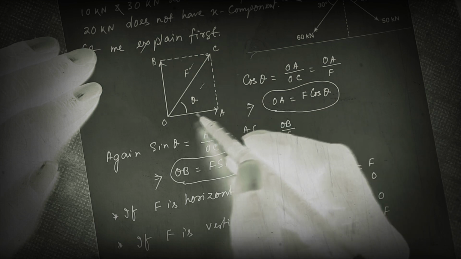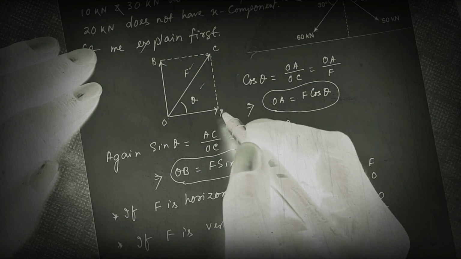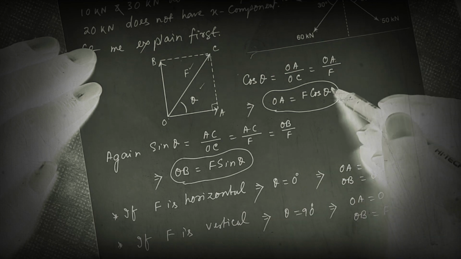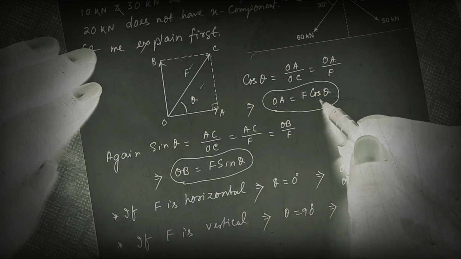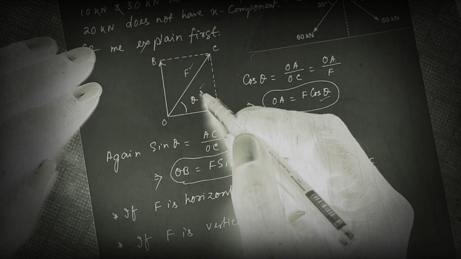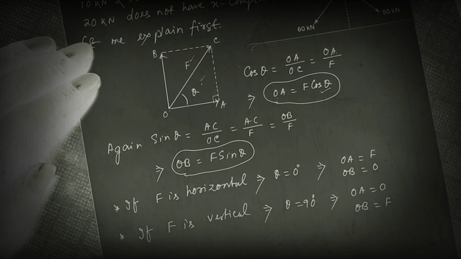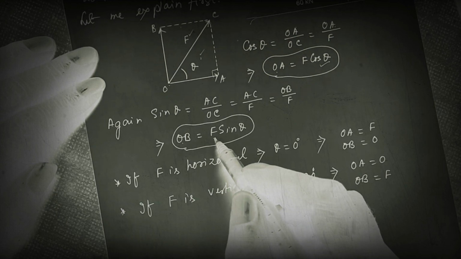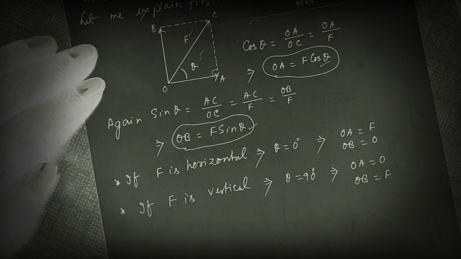So in this triangle OAC, right angle at A, if you take cos theta and cross multiply, you get OA is equal to F cos theta, base over hypotenuse. Similarly, if you take sin theta, sine of the angle theta in this triangle and cross multiply, you get OB is equal to F sin theta.